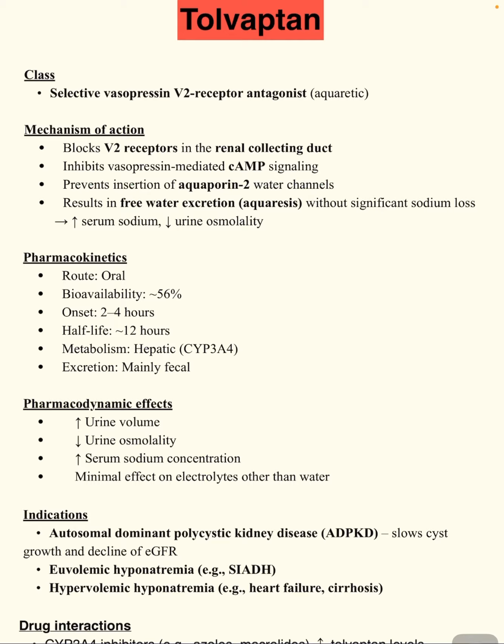Now, I am talking about pharmacokinetics. Tolvaptan is given orally. It has good bioavailability. Onset of action occurs within 2 to 4 hours and it has a half-life of around 12 hours. Tolvaptan is metabolized mainly by the liver, by hepatic enzymes, and excreted through feces. Pharmacological effect. The major effects of tolvaptan are increased urine volume, decreased urine osmolarity, and increased serum sodium level. Importantly, it does not cause major electrolyte loss.